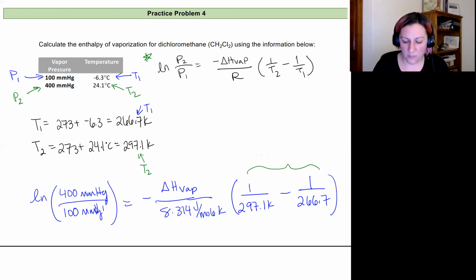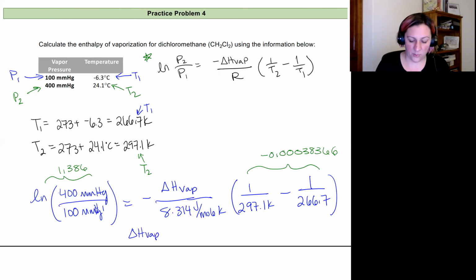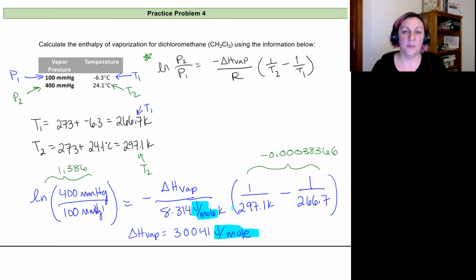I got a value of about negative 0.00038366. And for this natural log of 400 divided by 100, I got about 1.386. So solving this, I'm going to calculate an enthalpy of vaporization that was equal to about 30,041 joules per mole. And that joules per mole unit is coming from this R value right here.